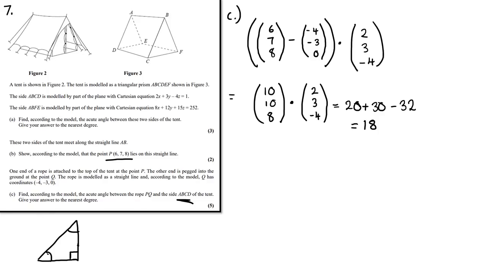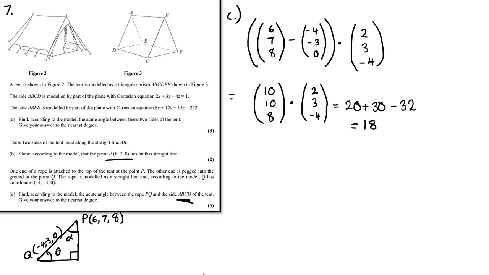Now, it doesn't matter which one you assume as the angle we're looking for. If we just call one theta and one alpha. So let's call this one theta and this one alpha. We're looking for the acute angle between the rope PQ and the side ABCD. This would be your point P at the top of the tent, which is 6, 7, 8. And this would be Q here at the bottom, which we know is minus 4, minus 3, and 0. My layout's not fab here, so make sure your diagram's a little bit neater than mine, but that's essentially what we're looking at.